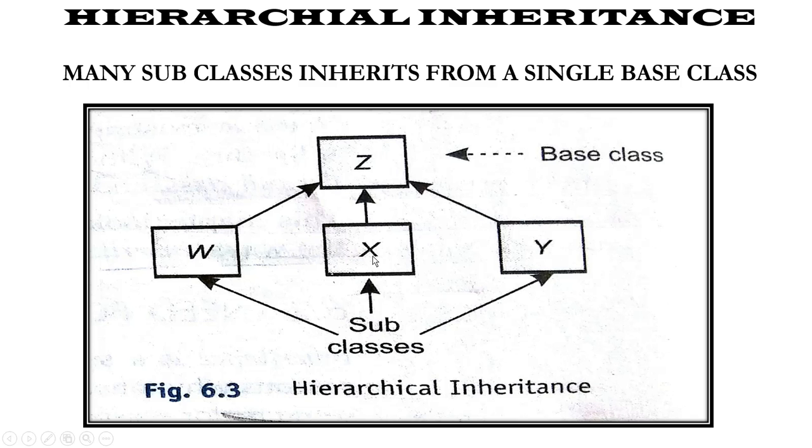The third one is hierarchical inheritance. Now in this we are creating multiple classes from one base class. Okay, so here we have one base class, that is z, and we are creating three classes x, y and w from this base class, that is z. So creating multiple new classes from one base class is called hierarchical inheritance.